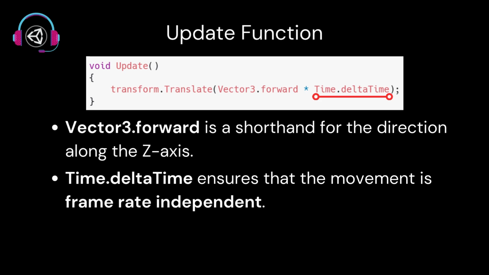Without Time.deltaTime, the object's speed would depend on the frame rate, causing it to move faster on higher frame rates and slower on lower ones. Using Time.deltaTime makes sure it moves the same distance each second, no matter what the frame rate is. So, every frame, the object will move forward at a constant speed, but the movement will be smooth and consistent across different devices and frame rates. Since Update runs every frame, using Time.deltaTime ensures that your object moves at a consistent speed, regardless of the frame rate.